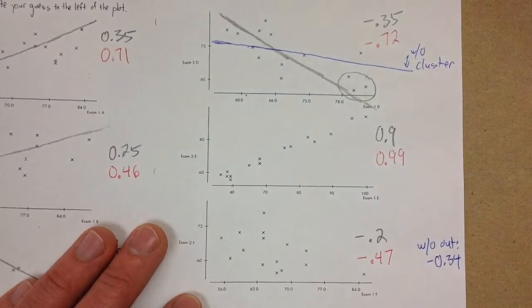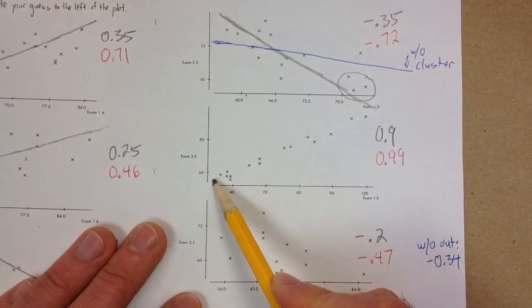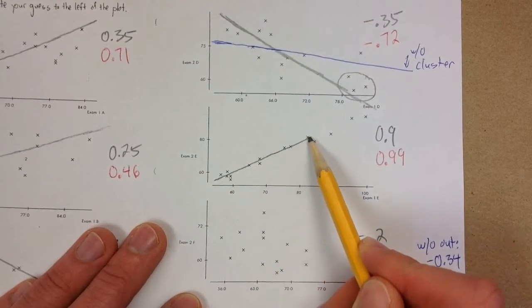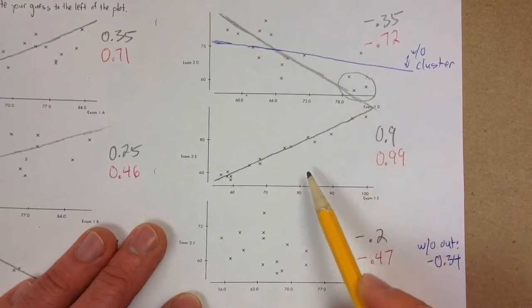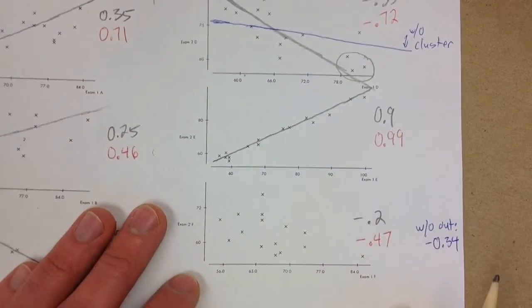Next one, this one's pretty easy. Very strong, positive. The points are very close to a line, so that's what a positive 0.99 looks like.